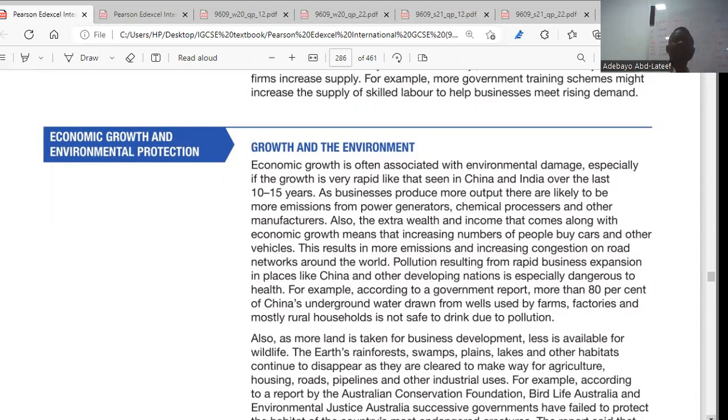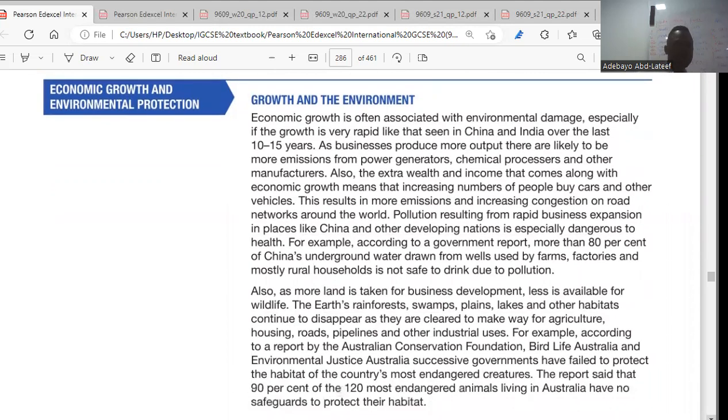They said economic growth is often associated with environmental damage, especially if the growth is very rapid, like that thing in China and India over the last 10-15 years. As businesses produce more output, there are likely to be more emissions from power generators, chemical processors, and other manufacturers. Also, the extra wealth and income that comes along with economic growth means that increasing numbers of people buy cars and other vehicles. This results in more emissions and increasing congestion on road networks around the world.